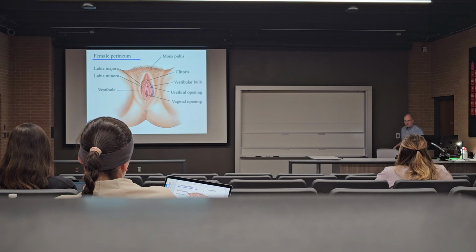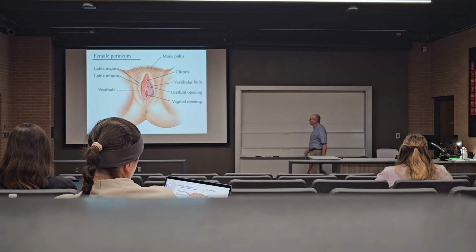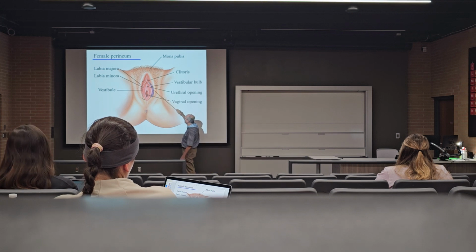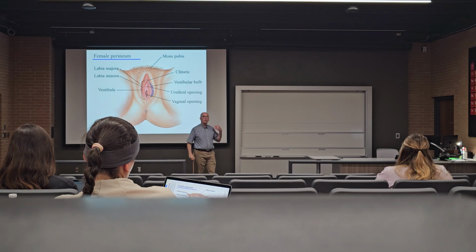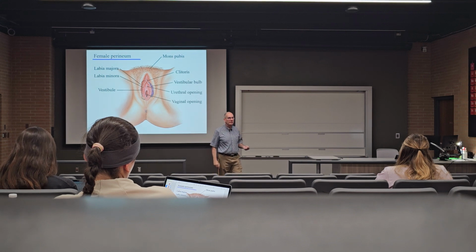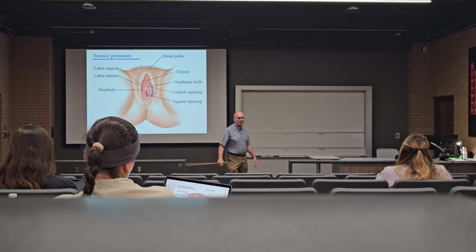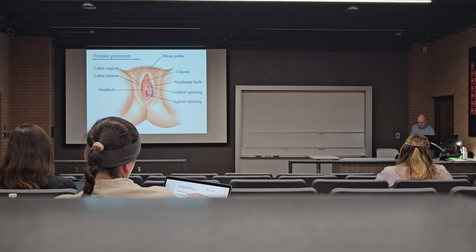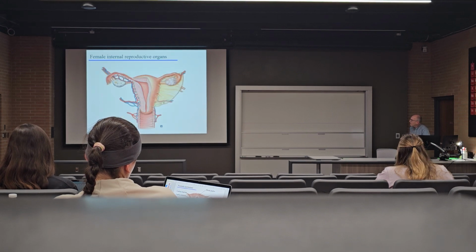Oh, forgot one. By the way, you'll notice there's this gland here on the side. This is the vestibular bulb hanging out here. There's some glands hanging out in here as well. Mainly these glands are producing lubricants. They're there to produce lubricants to keep everything sliding and moving more easily. All right. So that's external genitalia.